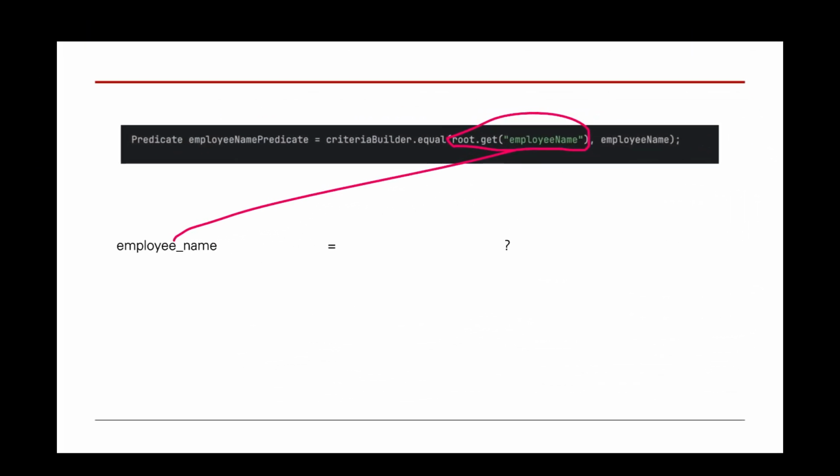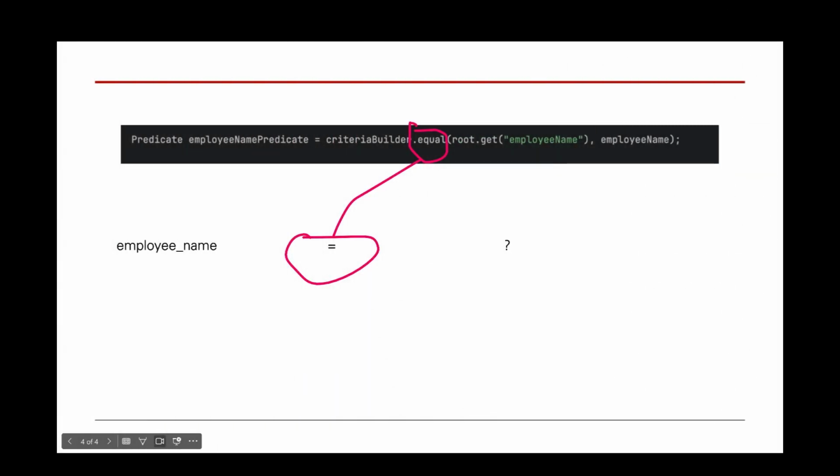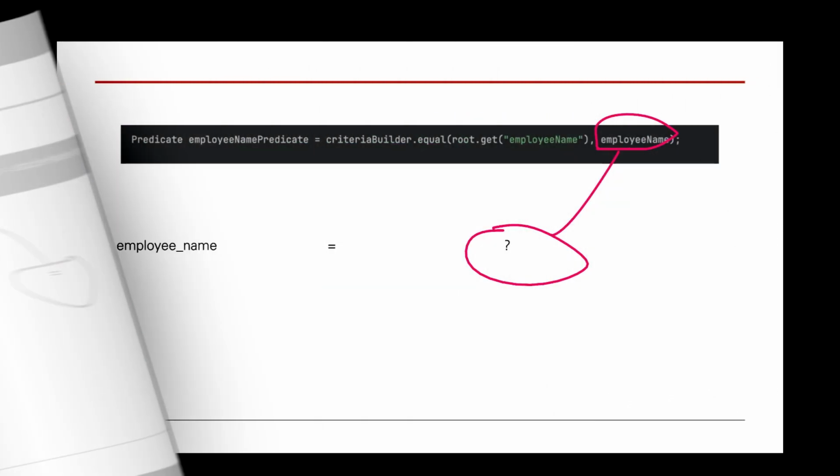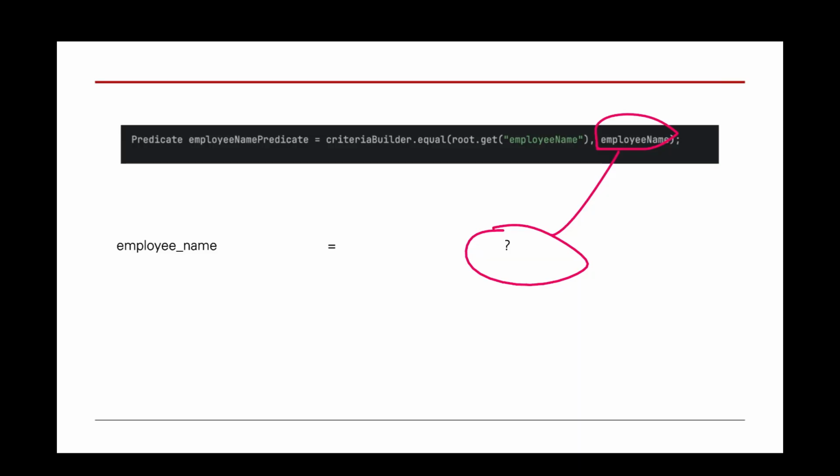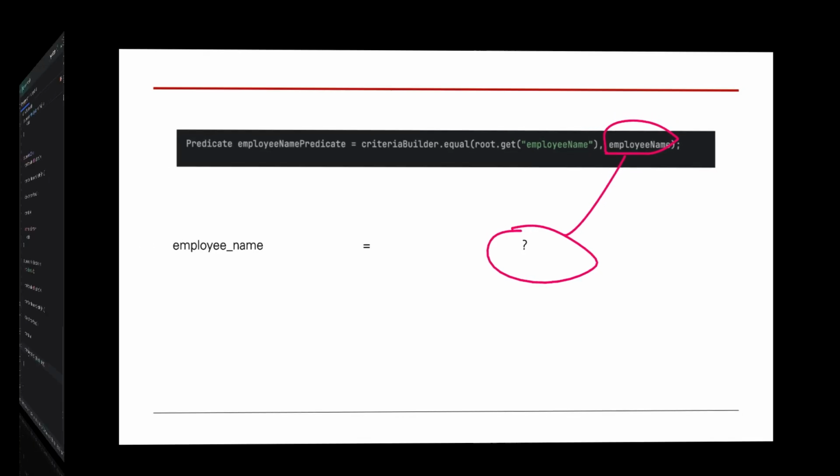Now on my screen, you can see the predicate we just created. When we call root.get employee name, it automatically translates to the column name in the database, like employee_name. Next, the equal method we used will be converted into the equals operator in the SQL query. And the value we pass gets bound as a parameter, shown as a question mark in the SQL, which gets replaced at runtime with the actual value.